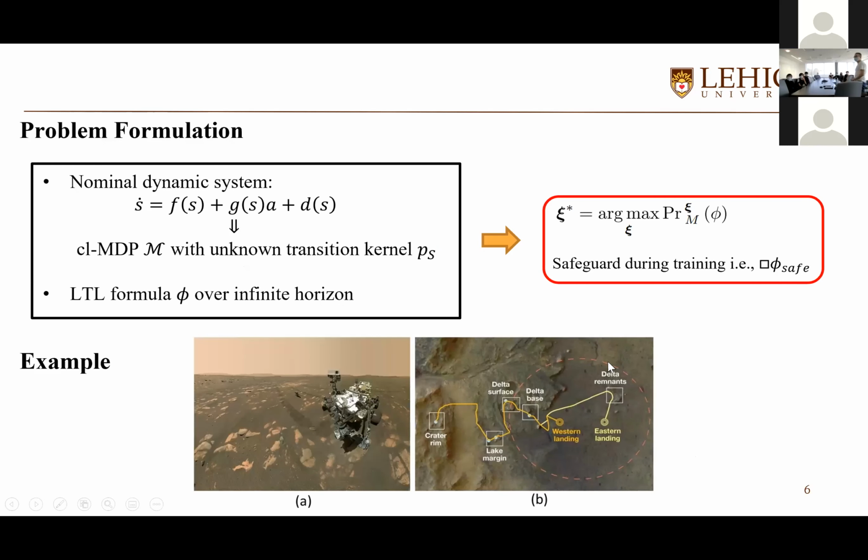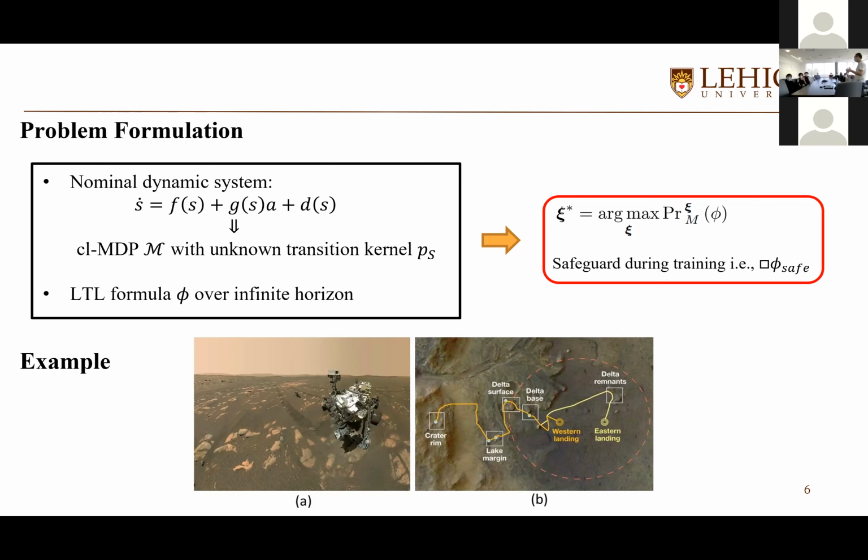So the problem formulation is very straightforward. We consider a CLMDP with an LTL formula over the infinite horizon. We want to find the control policy that generates a controller to satisfy the task with the maximum probability. At the same time, we need to guarantee safety during the learning, because learning is an interaction process, which cannot be safe.